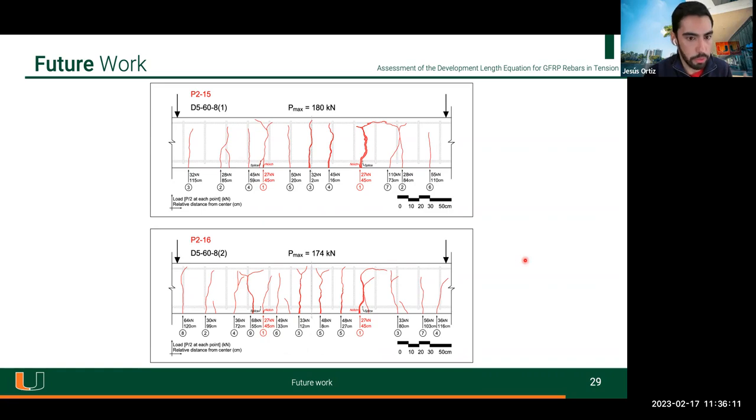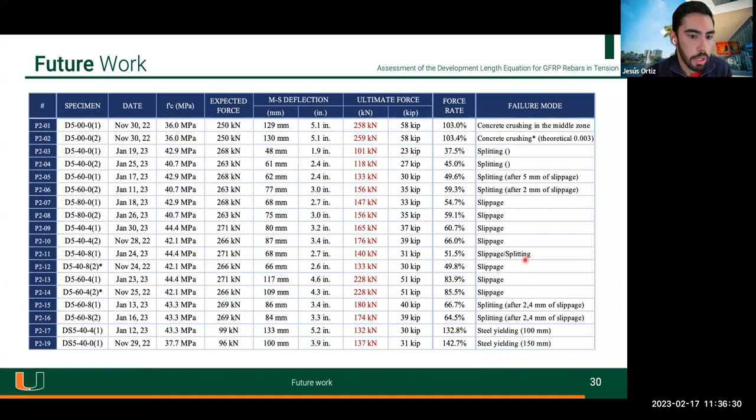Of course, we have the strain gauges inside the rebar that we also are analyzing, the potentiometers, the strain gauges in the concrete. So we have plenty of data that we need to understand, and we need to see how they are related with each other. So I hope we can soon present the final conclusions and results of this study.